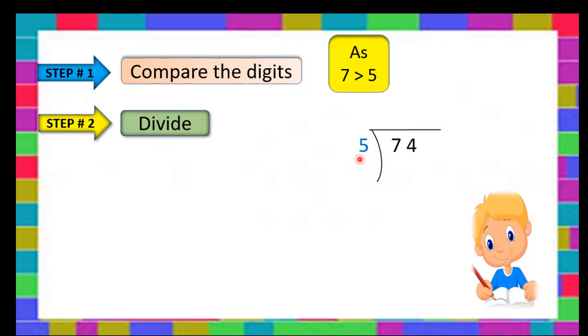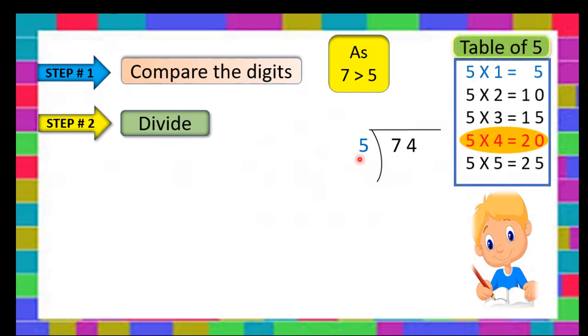As 5 is the divisor here, we will use the table of 5. In the table of 5, we will find the product which is less than or equal or nearest to 7. As you can see here, 5 ones are 5. 5 is less than 7. 7 is not in the table of 5, so therefore we will take 5 which is less than 7. So in the third step we have to multiply 5 by 1. So we will write 1 above 7.